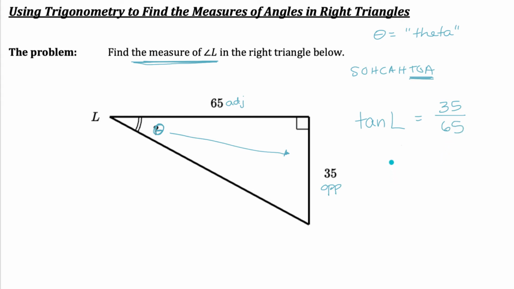Okay, well that's great. But I want to know what angle L is. And I'm not really sure how to get there, okay? We often think about undoing operations, right? We don't really right now have a way to undo tangent. Some of you might say, well, can we divide by tangent? Like, can I divide both sides by tangent? It's not a terrible thought, except that tangent by itself doesn't mean anything, right?